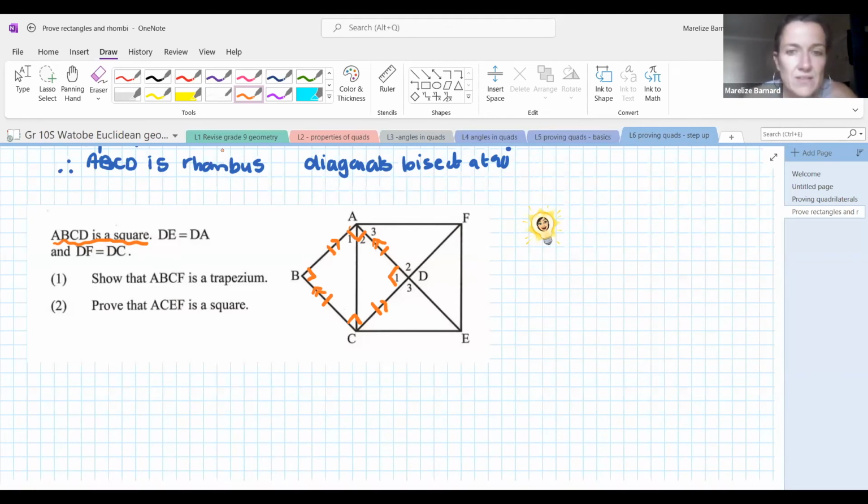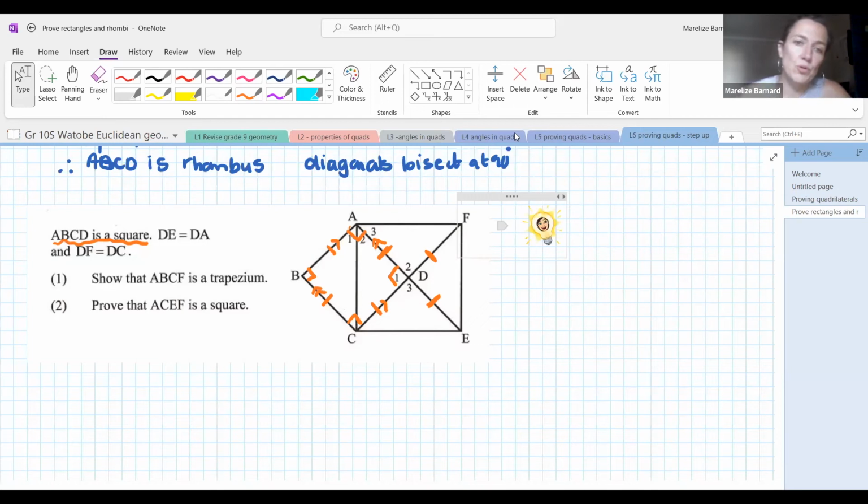And then we also have DE is equal to DA. DE and DA. Okay, so we see here, this we filled in because of the square. So DE is equal to DA, so this will also be one marker. And then DF is equal to DC. Okay. All angles are equal for a square, that's right. And the corners are 90 degrees.